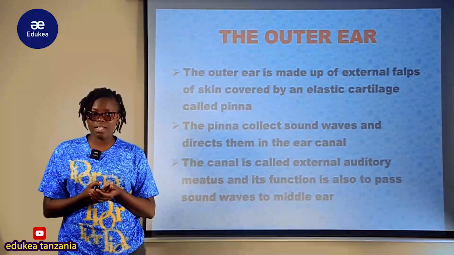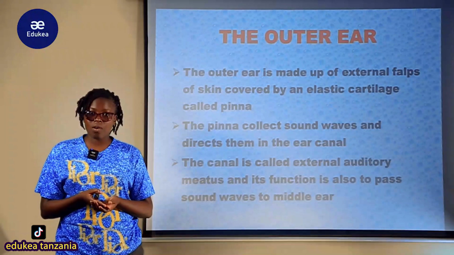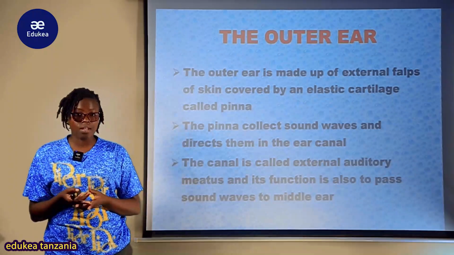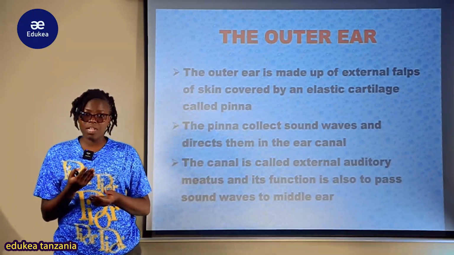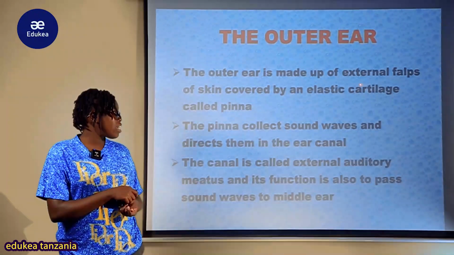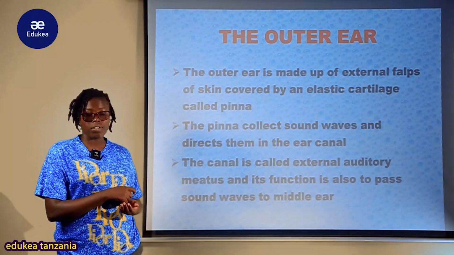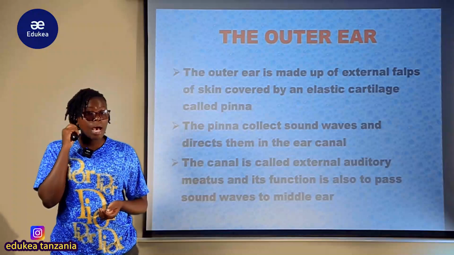So tukianza na structure ya nje ya sikio, tumeona kwamba katika sikio kuna 3 parts, kwamba kuna outer ear, kuna middle pamoja na inner. Tukianza na sikio la nje ambalo tunaliona imetengenezwa na pinna pamoja na ear canal. So the outer ear is made up of external pulp of skin covered by elastic cartilage called pinna. Ukiangalia pinna katika topic yetu ya movement tunaweza kujifunza about the movement.